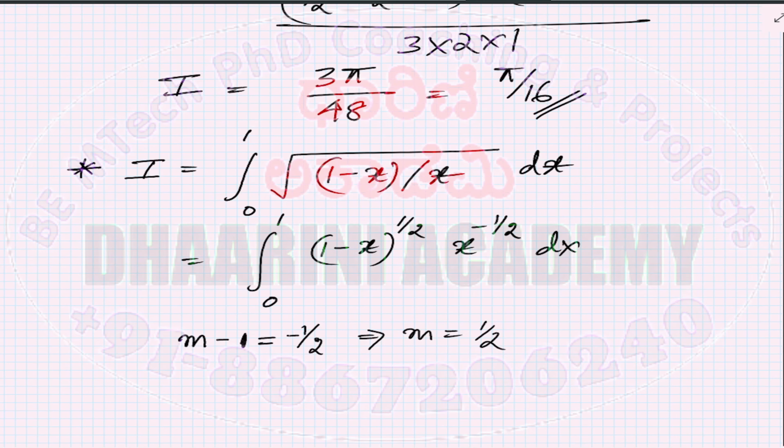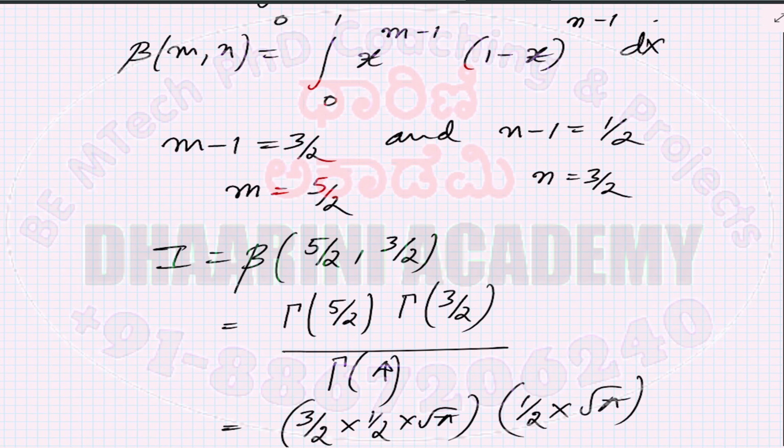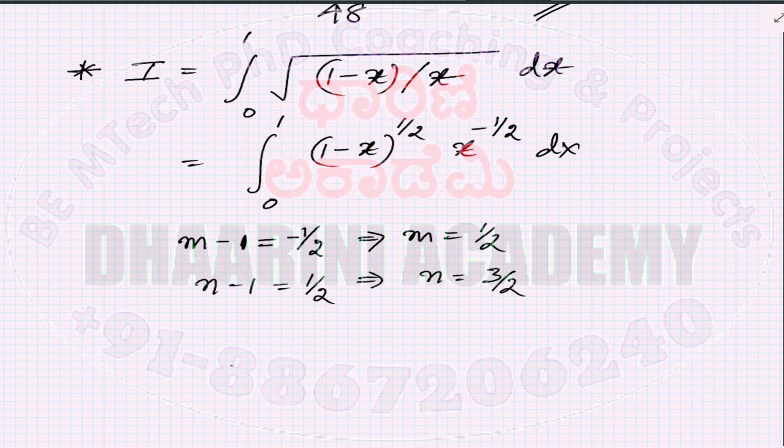Very similarly, I'll check what n is. So n minus 1 is equal to how much? It is plus half, because 1 minus x is raised to the power positive half. So n becomes equal to how much? n becomes equal to simply 3 by 2, that is 1 by 2 plus 1. So this indicates that my solution is going to be very simple now.